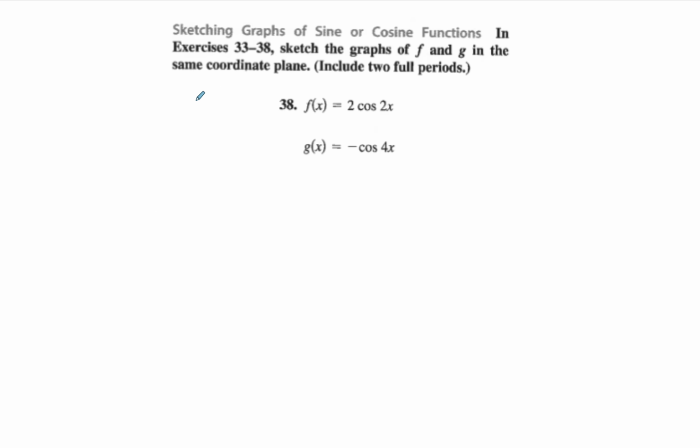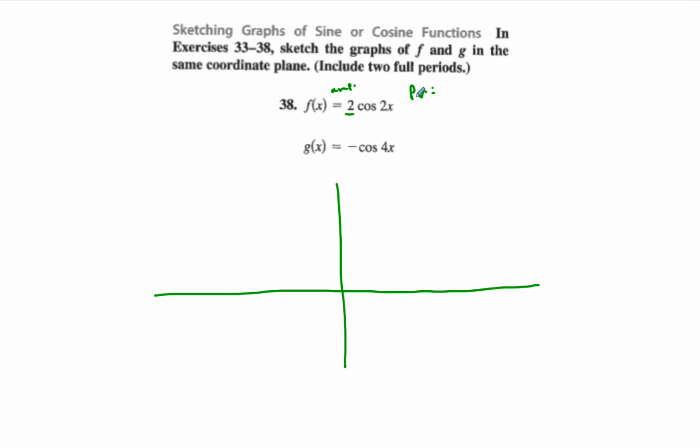Okay, sketching a graph. Sketch a graph of f and g in the same coordinate plane, include 2 full periods. All right, well, let's start with 1 full period and see how this goes. First off, we need to figure out, so this has an amplitude of 2, and here the period is equal to 2 pi over 2, which is pi, right? So f is a cosine model.